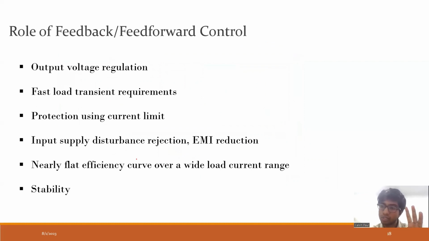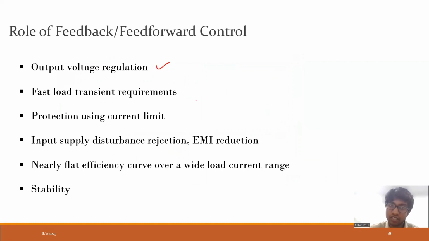Now, why do I need feedback or feedforward? I want the output voltage to be regulated. I want the output voltage of a buck converter to give me 1 volt, irrespective of whatever the load is, whatever the input voltage applied. So for that, I need to regulate the output voltage.